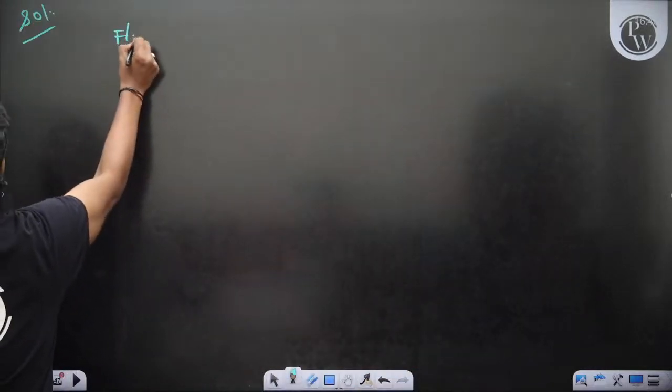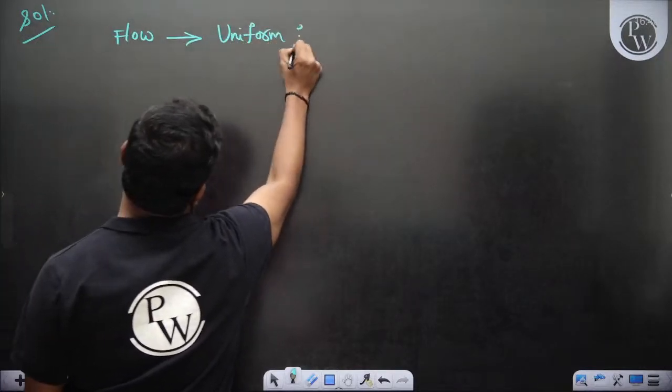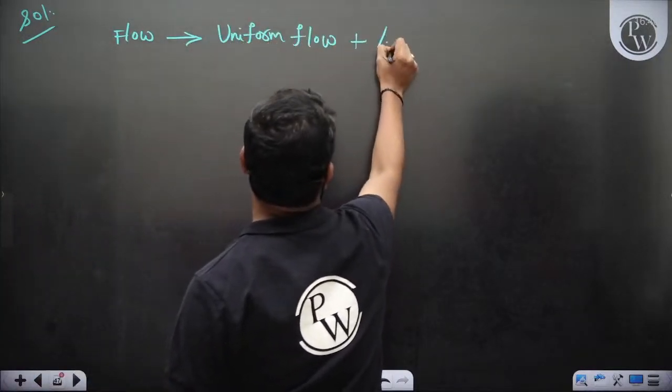The flow is a combination of a uniform flow plus a vortex, a clockwise vortex.